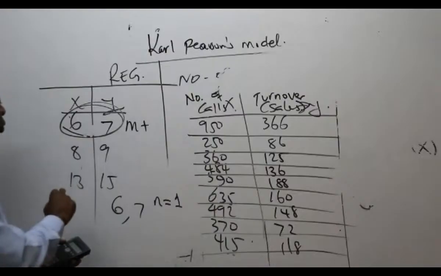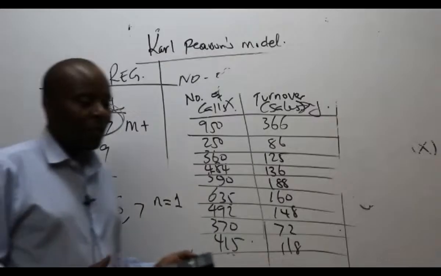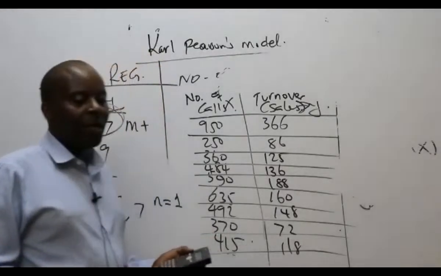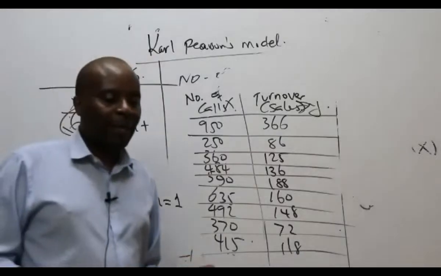So we got the last one, which is 13,15. Alafu unasema M plus. What are you able to see there? Unasema M plus. What are you able to see there?